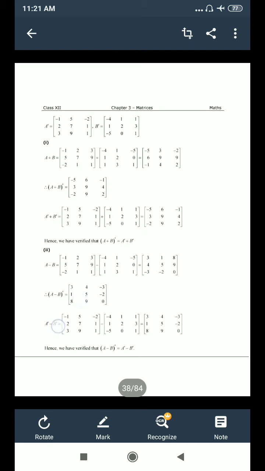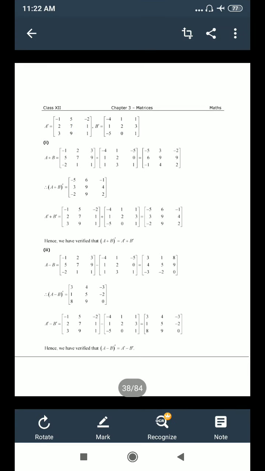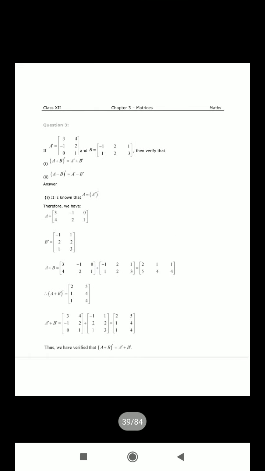Now you have to find A transpose minus B transpose. So subtract these two. On subtracting, you are going to get the same matrix which you got in this step. So in this way we can prove it.